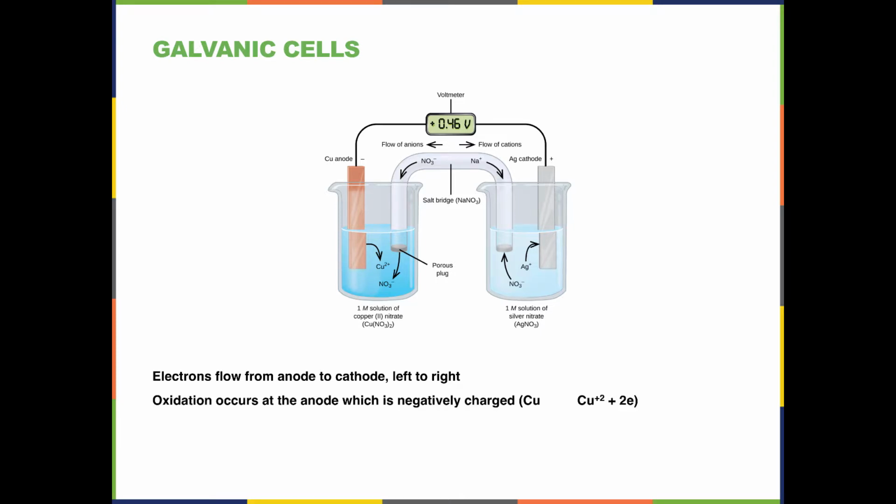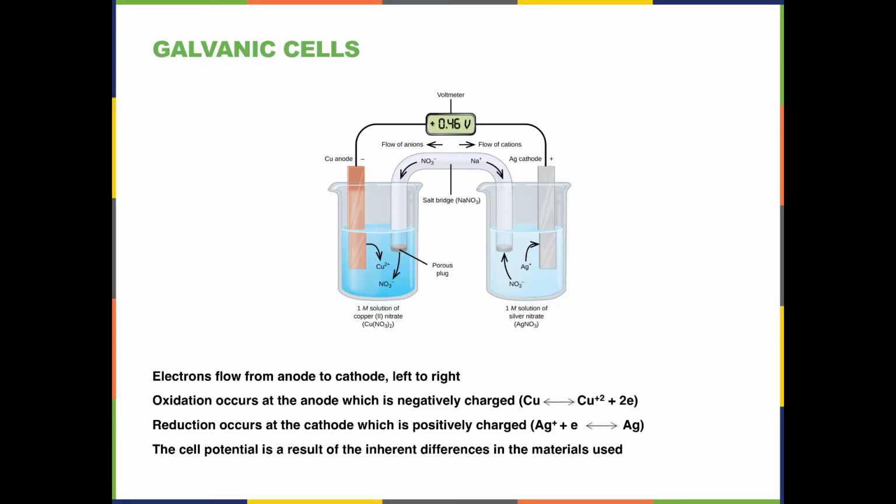Oxidation occurs in the anode, which is negatively charged. And here's the equation of the oxidation. Remember LEO: it loses electrons, so it's oxidized. Reduction occurs at the cathode, which is positively charged. And again, remember, it gains electrons, it's reduced.